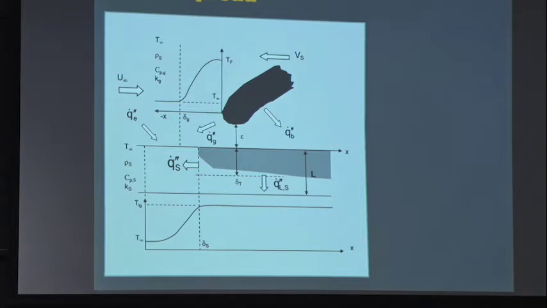Is that okay? So far away, the gas is at ambient temperature, but as it approaches the flame, it starts increasing its temperature until it reaches the flame temperature at the tip of the flame.